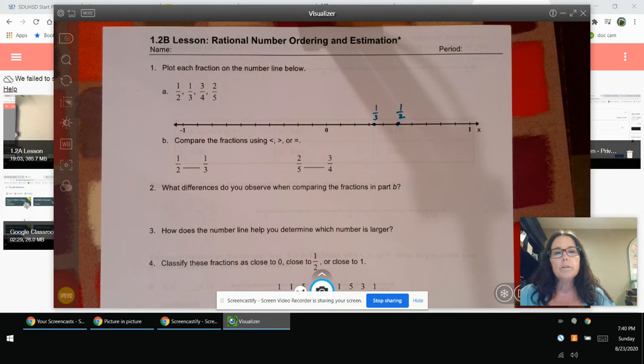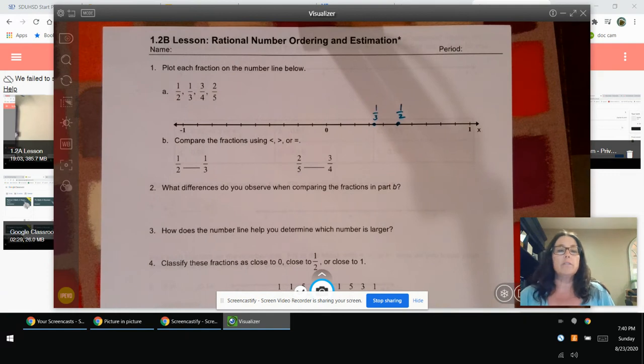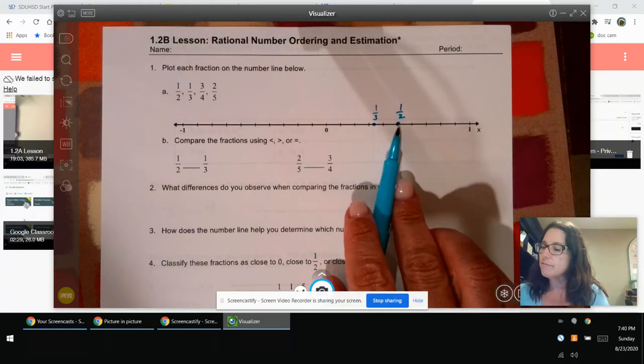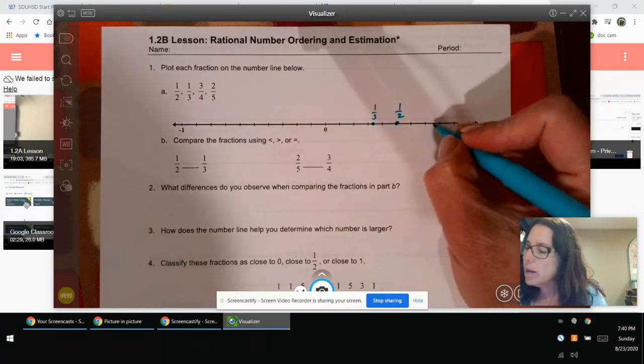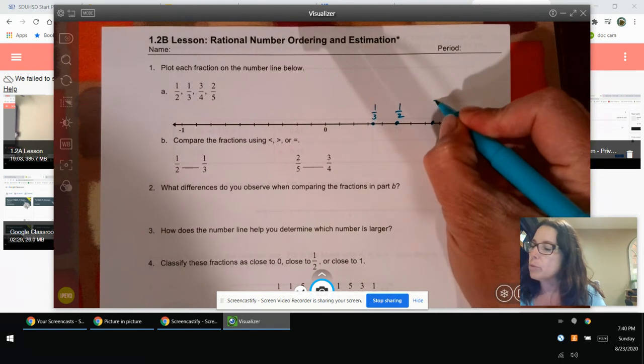Okay, 3/4. 3/4 is 0.75 or 75 hundredths, which means it's going to be between 7/10 and 8/10 on this number line. So if this is 5/10, 6/10, 7/10, 8/10, right between these two would be 3/4.